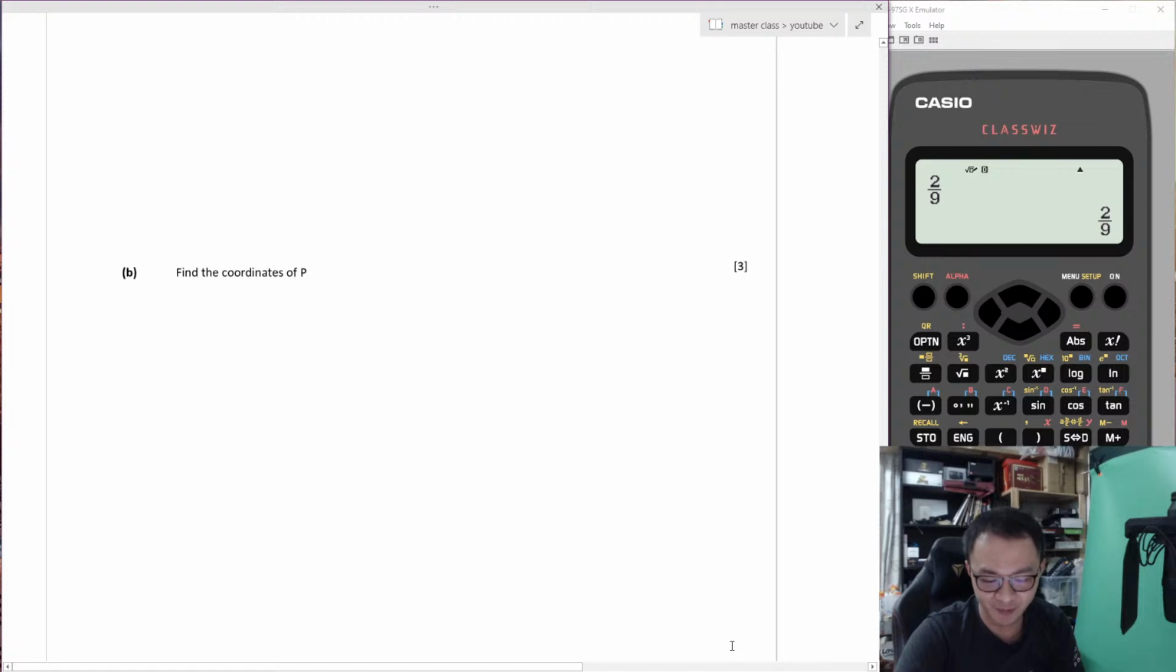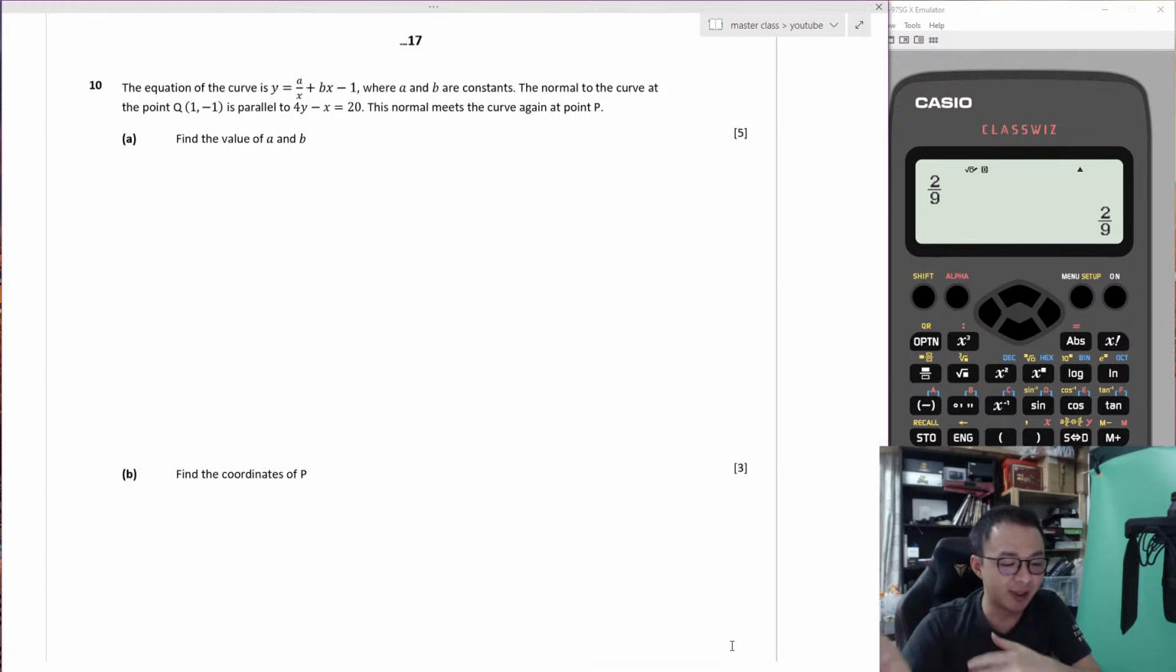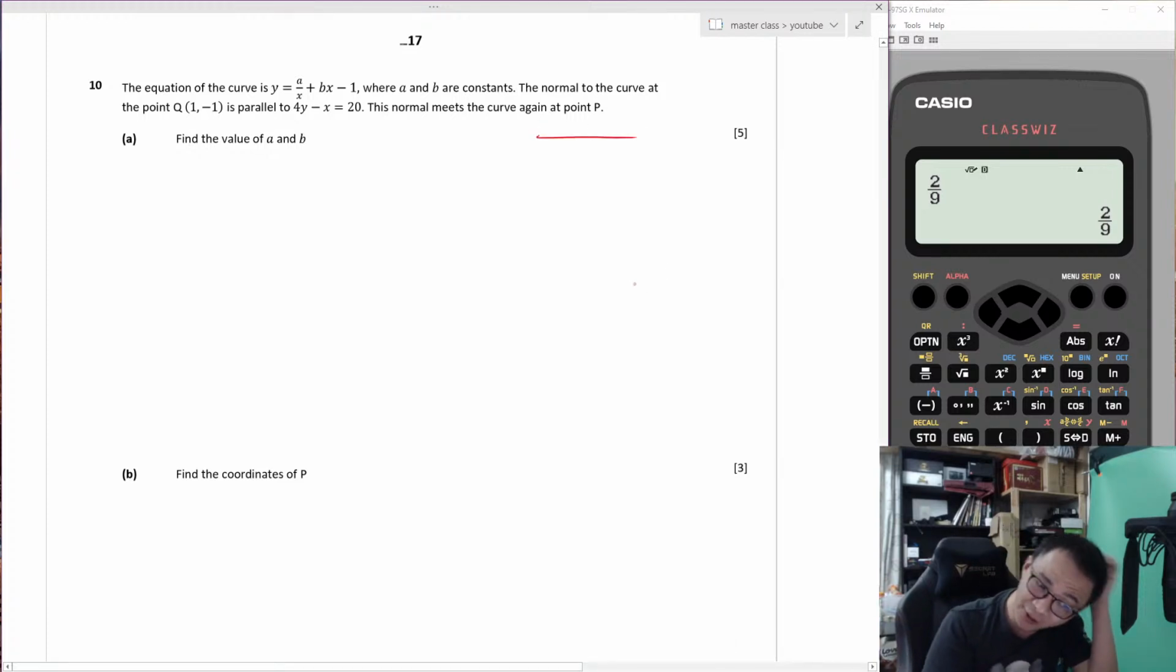Alright, last question of today. So we have some equation on the curve, and A and B are constant. The normal to the curve at that point is parallel to this one. Alright, so the normal will meet again at point P. Wow, okay. Let's arrange this equation first.